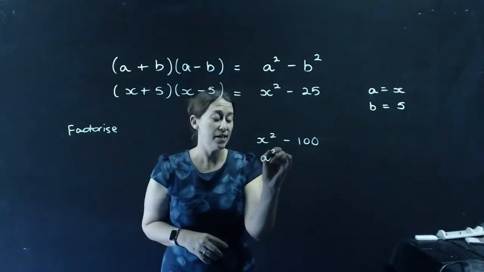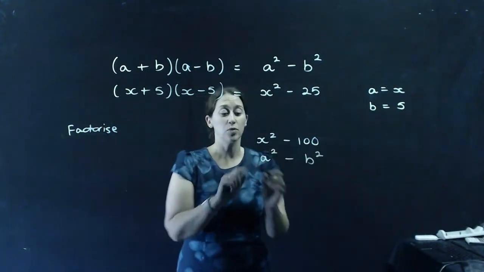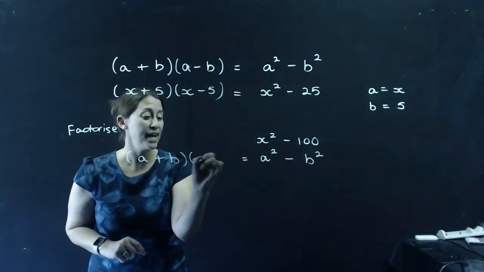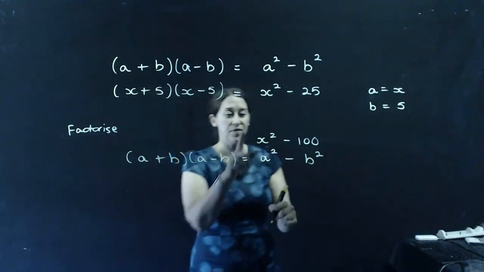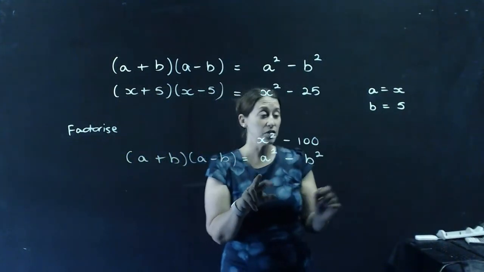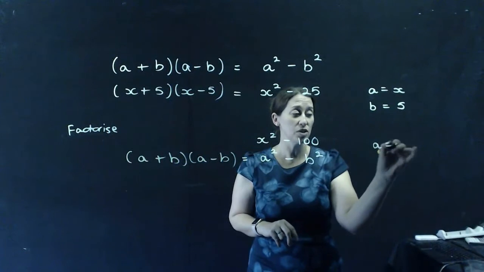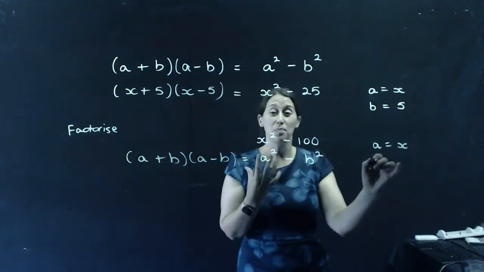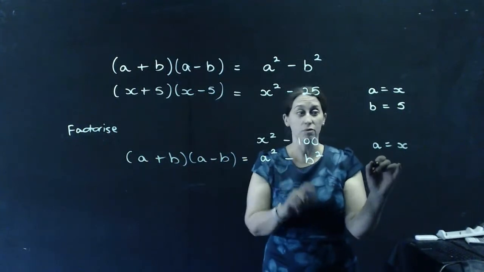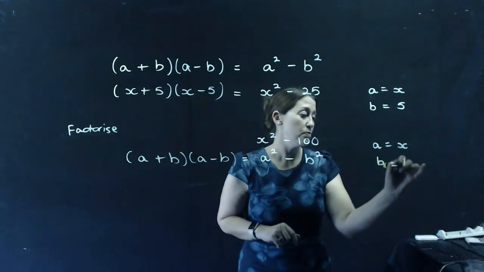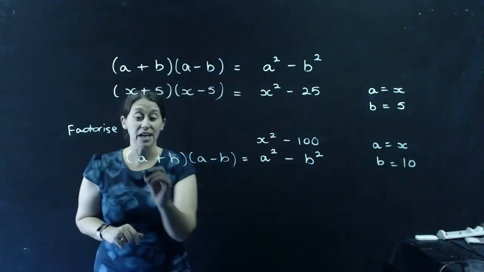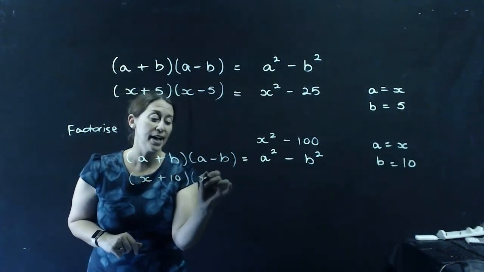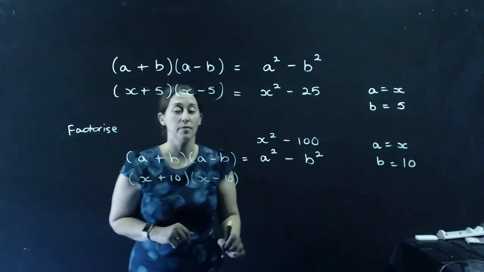This would be a squared minus b squared, and we know that that's going to factorize to be a plus b multiplied by a minus b. Looking at this, x squared has to equal a squared, so therefore, again, a is equal to x. And b squared has to equal 100, so b is the square root of 100, which is 10. So fully factorized, this becomes x plus 10 multiplied by x minus 10.